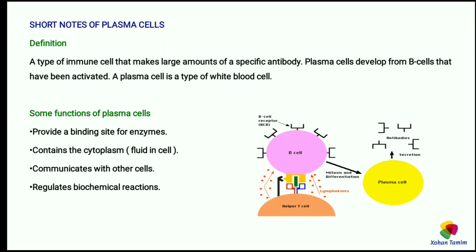Short notes of plasma cell. Definition: a type of immune cell that makes large amounts of specific antibody. Plasma cells develop from B cells that have been activated. A plasma cell is a type of white blood cell.